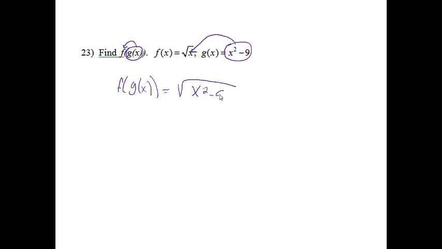Okay, problem 23, it says to find f of g of x. This is a composite function, so basically what I'm going to do is plug g of x into f of x. I'm going to take whatever I have for g of x and plug it in for the x in f. So f of g of x will equal square root x squared minus 9. I cannot go any farther than this.